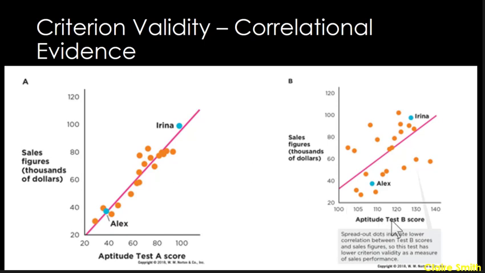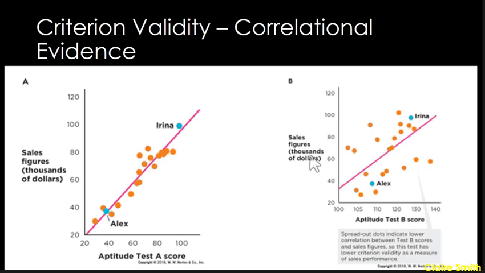Whereas aptitude test B, same thing, so you have your scores on the test, and you're comparing it to the sales that each person gets. But here we don't have that nice correlation, right? So some people with high scores don't do very good in sales. Some people with low scores do better in sales than these high people, right? So this is not a good, valid way to determine if people are going to be good at sales or not. Okay, so hopefully this makes sense.